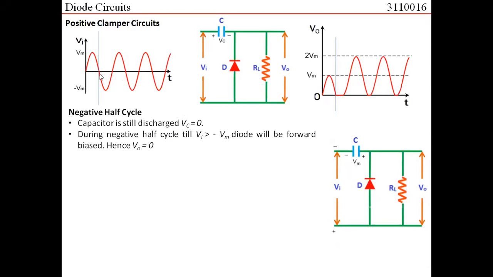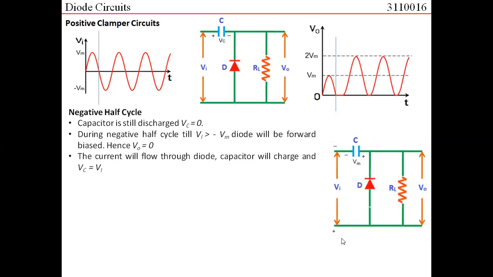So in the negative half cycle, from 0 to minus Vm, that is till the time input voltage is larger than minus Vm, the diode would remain in a forward bias state, and hence the output voltage would become equal to 0. This is what is indicated here. The output voltage would come out to be equal to 0. The current would flow in this loop. The current would flow like this.